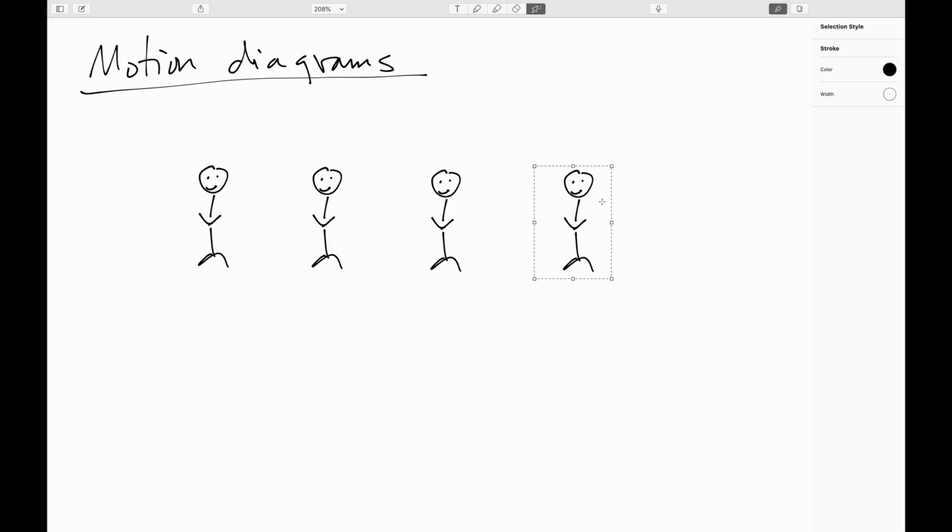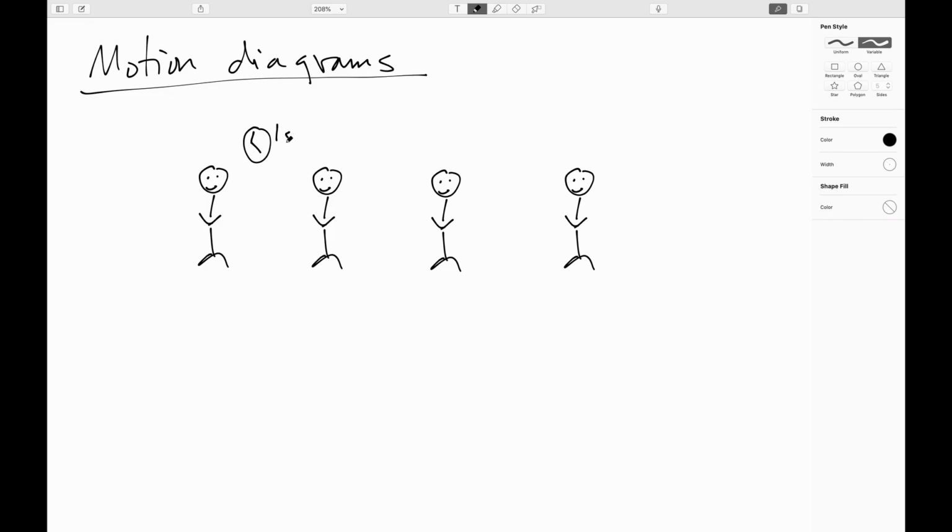Something like that. So between each of these positions you occupy, 1 second elapsed. So I'll just draw a little clock and write 1 second. There we go. All right. So there you go, walking along the ground.